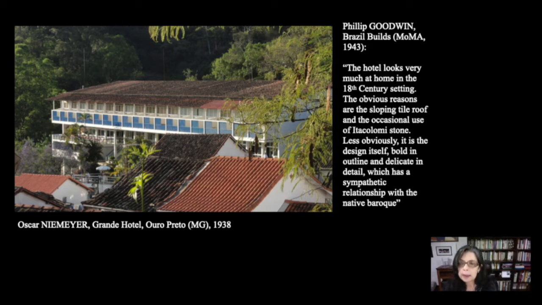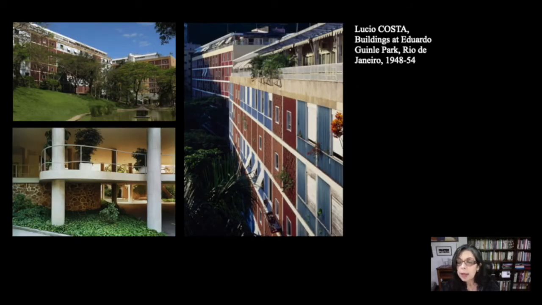Like most critics, Goodwin understood nativism as a precursor of the Brazilian style, although it continued to be used by Brazilian architects even after the consolidation of modern architecture canon. In the 1950s, Lúcio Costa conceived the buildings of Parque Eduardo Guinle in Rio de Janeiro, where he applied interpretations of traditional native architecture to the scale of apartment edifices.